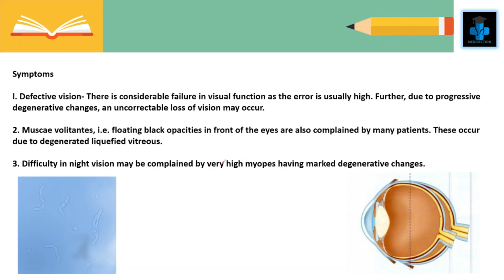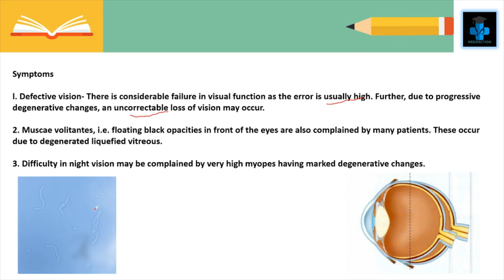Now let's see some of the symptoms of pathological myopia. First of all, there will be defective vision. There is considerable failure in visual function as the error is usually high. Further, due to progressive degenerative changes, an uncontrollable or uncorrectable loss of vision may occur.